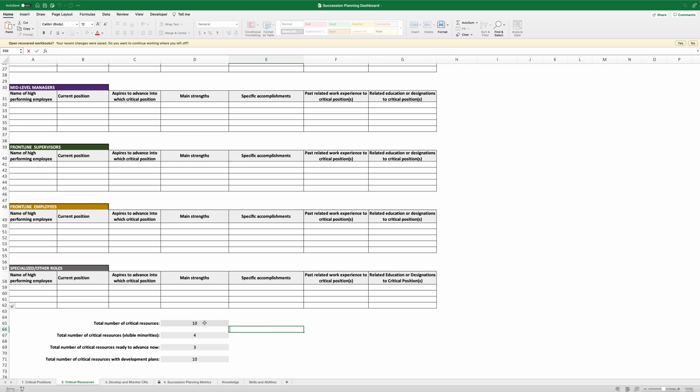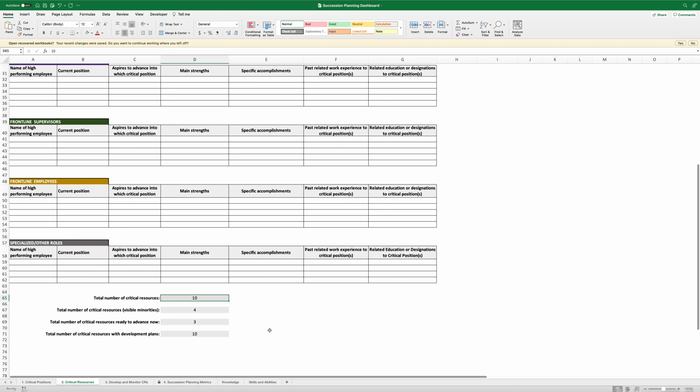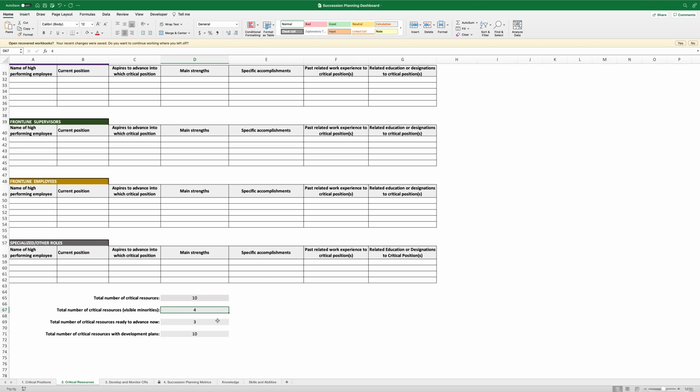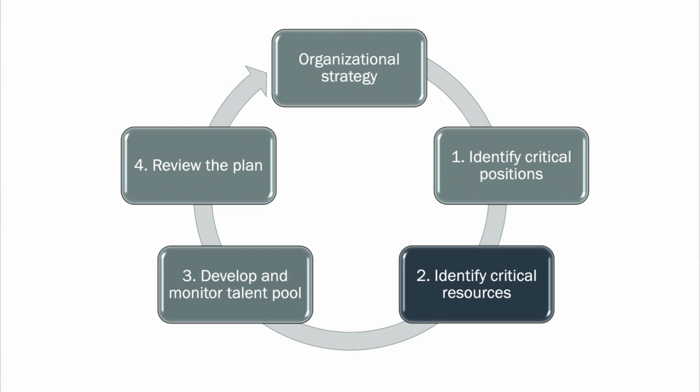Once you have populated the tables, add up the number of total critical resources you have and input it at the bottom of the worksheet in the highlighted cell. Do the same for the other 3 statistics. Example totals have been inputted so that you can later see how these totals automatically populate certain cells in the succession planning metrics worksheet.